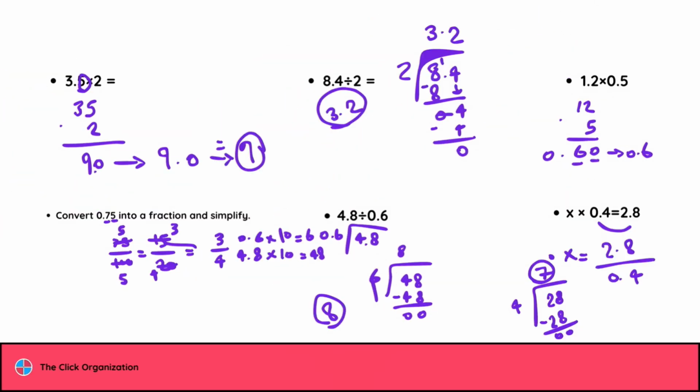This was the activity. The first question's answer is 9, the second question 3.2, third one 0.6, fourth one, as I can see, 8, fourth one 3 divided by 4, fifth one 8, and sixth one 7.